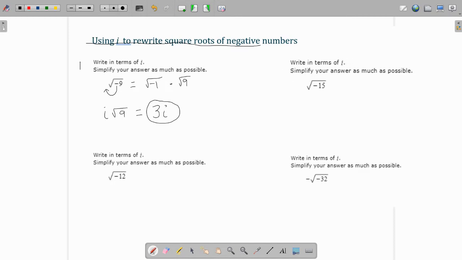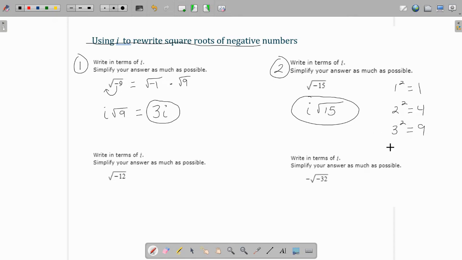Okay, number 2. That was number 1. Same thing. Take out the negative, the -1. That gives us i square root 15. This one doesn't break down, so we are all set. There's no perfect square that goes into 15. How do I know? 1 squared is irrelevant. Does 4 go into 15? No. Does 9 go into 15? No. 16 is already bigger. So there are no perfect squares in here.